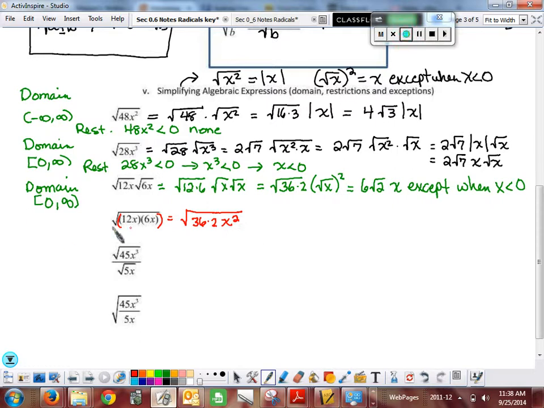The domain in this case is going to be negative infinity to infinity because x is squared under the radical, which means it's never negative. So there are no restrictions, and the domain is negative infinity to infinity.